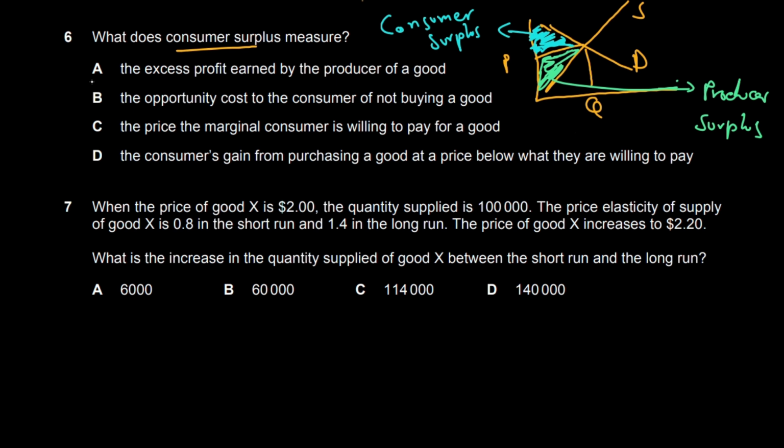So let's check this question. Option A is incorrect, as it is related to producers, not consumers, while option B is also incorrect, as it refers to the opportunity cost, not consumer surplus. Option C isn't quite right either, as the price the marginal consumer is willing to pay can affect the surplus, but it is not exactly what it measures. While option D is correct, as consumer surplus measures the benefit consumers receive when they can purchase a product at a market price that is less than what they are willing and able to pay. Hence, the answer is D.